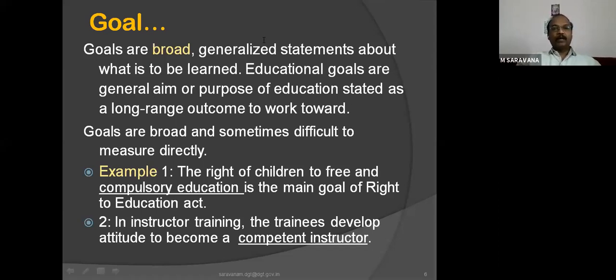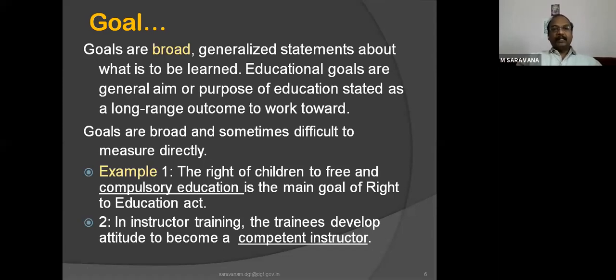So goals are broad and sometimes difficult to measure directly. For example, objectives are intended outcomes. In an achievable manner, we will write the statement, so we can measure that. After teaching of the particular lesson, the learners will be able to achieve what they have learned. So there we can measure the ability, the knowledge of an individual. If it is a practical skill, we will be able to measure the practical skill of an individual. But goals are a broader term, that's why it is not possible to directly measure.